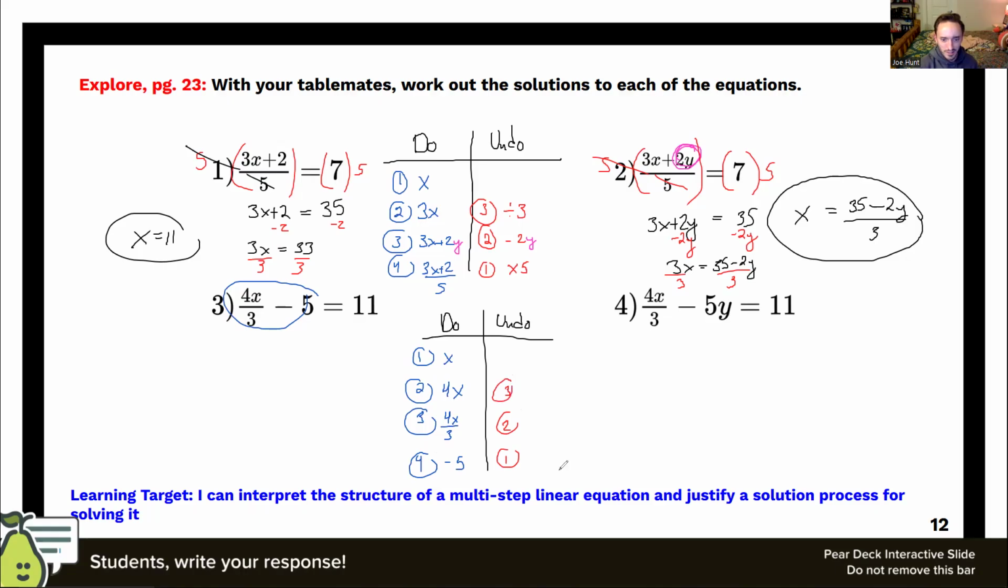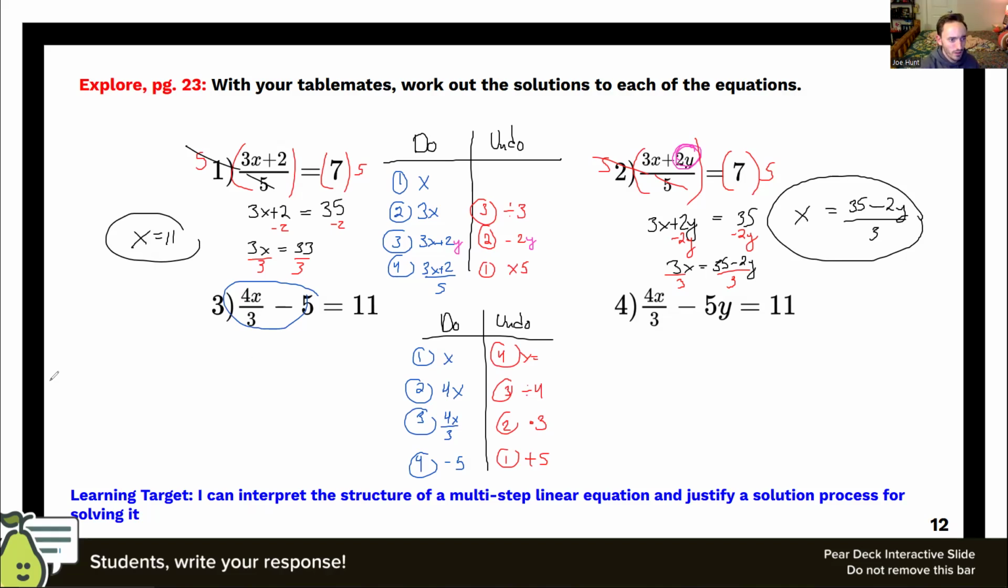So if the last thing I did was subtract 5 to create this thing, I need to add 5 to start uncreating it. And if I divided by 3 to get the next step, I now have to do times 3. And if I multiplied x by 4 in the beginning, now I've got to divide by 4, and that's ultimately going to tell me what x is equal to.